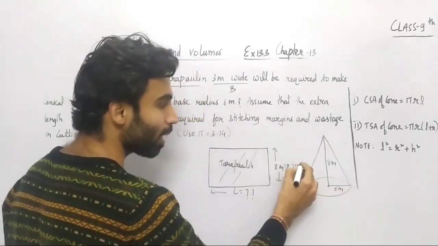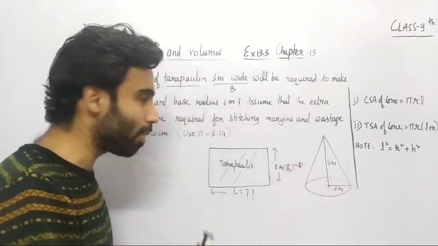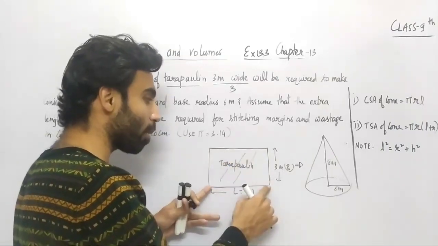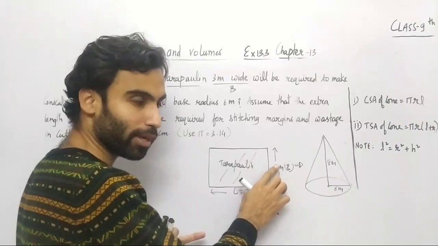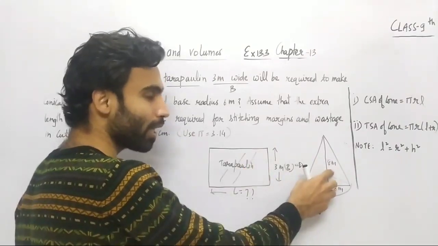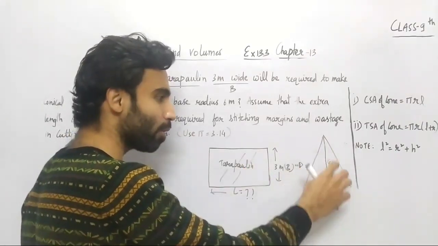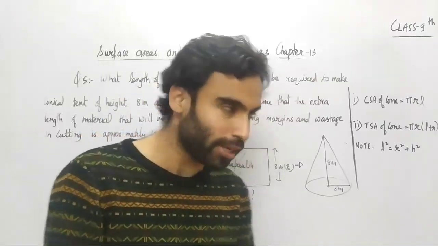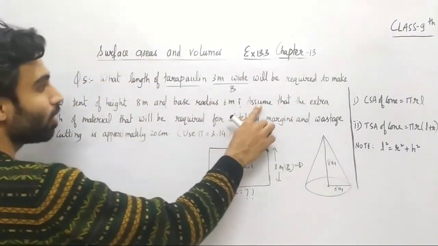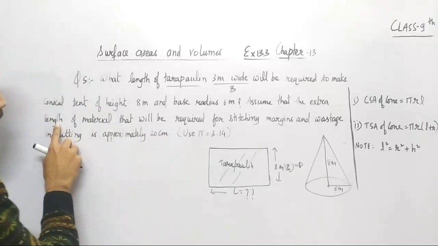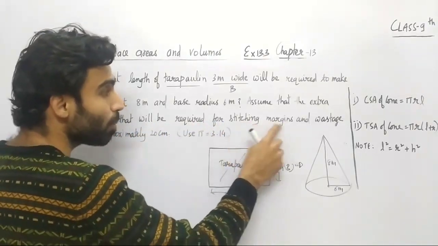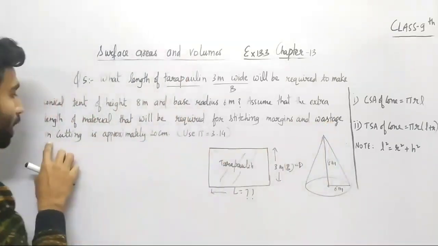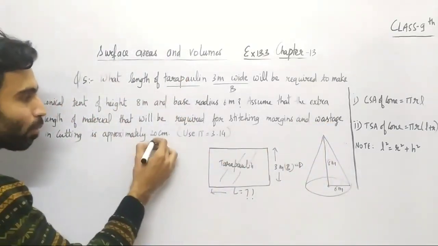So आपको क्वेश्चन समझ में आ गया? Quite easy. Just हमें यहाँ पे इस कितने लेंथ का tarpaulin cloth होना चाहिए जिसकी width हमें given है cloth की that is 3 meter, ताकि जिससे एक conical tent बन सके जिसकी height तो 8 meter हो और base radius 6 meters, right? Now let me just read further that assume that the extra length of material that will be required for stitching margins and wastage in cutting is approximately 20 centimeter.